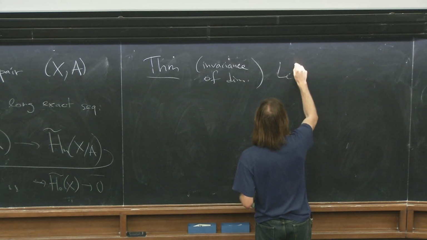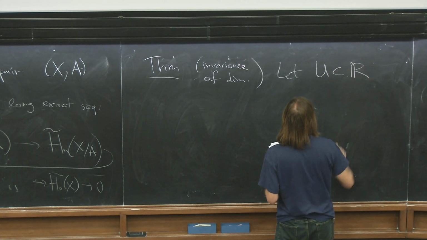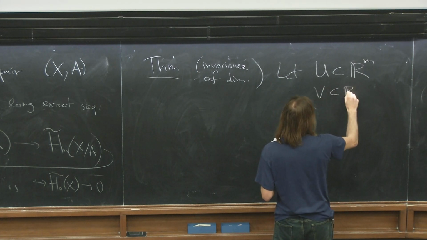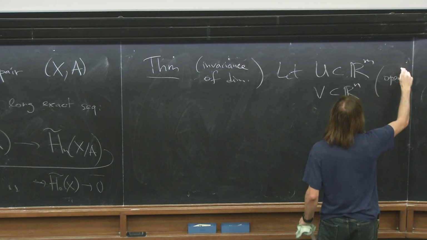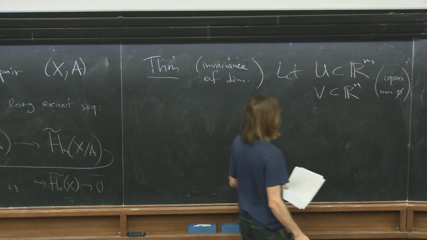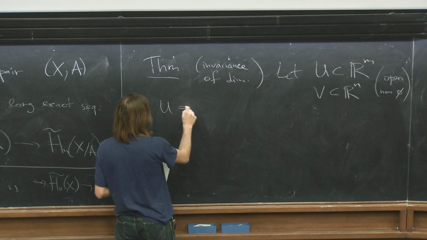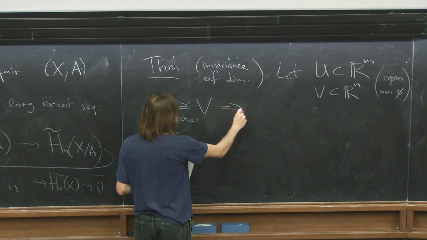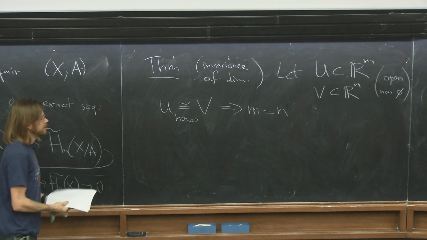So let U be a subspace in Rm, and V will be a subspace in Rn, and we assume that they're open and non-empty. Under this assumption, we want to show that if they are homeomorphic, this implies that the dimensions are necessarily the same.